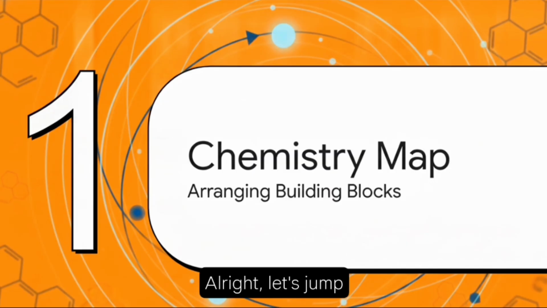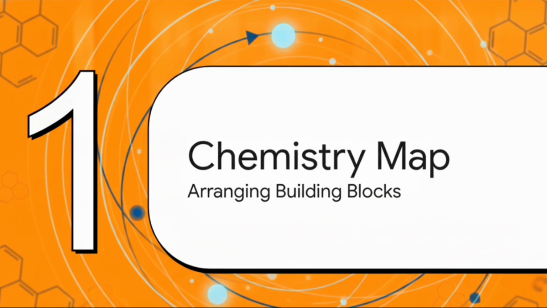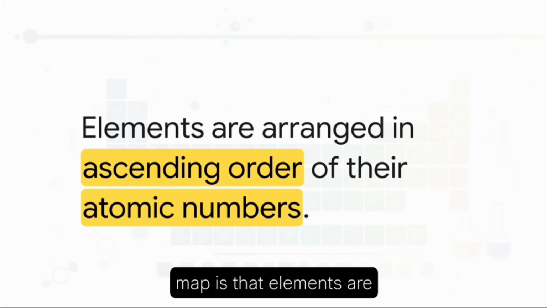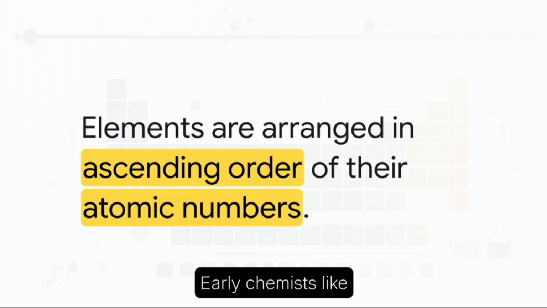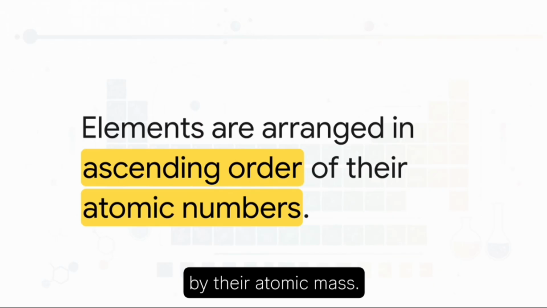All right, let's jump right into our first landmark, the ultimate chemistry map, arranging the building blocks. So, the golden rule of this map is that elements are arranged in ascending order of their atomic numbers. Now, interestingly, this wasn't always the case. Early chemists like Dmitry Mendeleev actually tried arranging elements by their atomic mass. It was a good try, but it definitely had some holes.